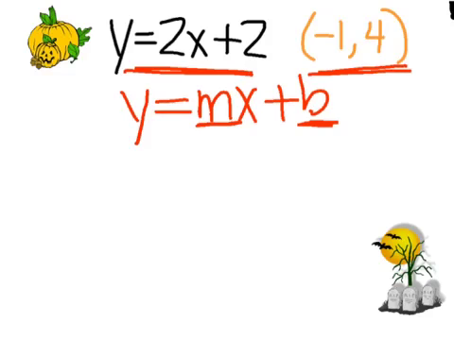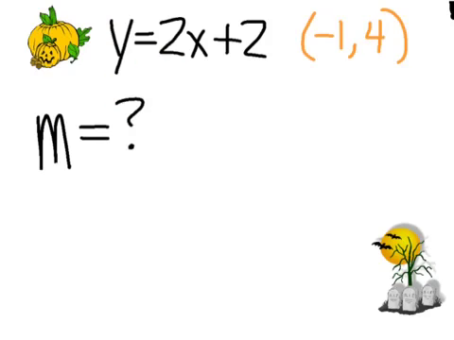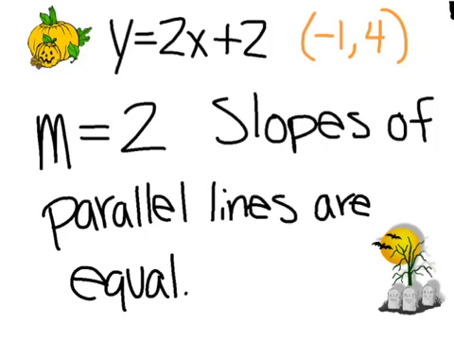Slopes of parallel lines are what? They're equal, that's right. So if the line that we're looking for is parallel to this line, what's going to be the slope of the line? It's going to be 2, right. If this line right here is parallel to this one that we already have, then that means that their slopes are going to be the same. So the slope of the line that we're looking for is going to be 2. Okay, slopes of parallel lines are equal.